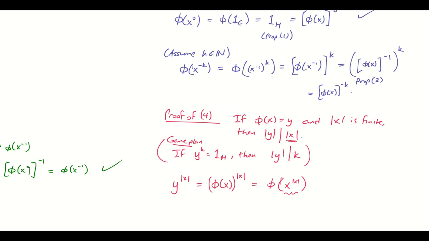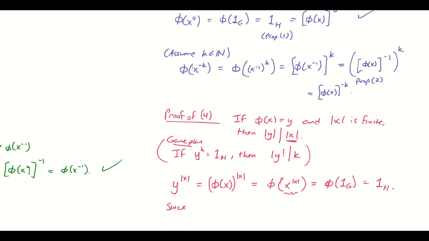It's kind of kooky looking, it looks almost like x to the x, or x to the absolute value of x. But remember, that says x to the exponent, which is the order of x. If I raise x to the order of x, that's the identity. That's by definition of order. So that's the same thing as phi of the identity element in G, which we know by property 1 is the identity of H, which is just what we wanted to show.